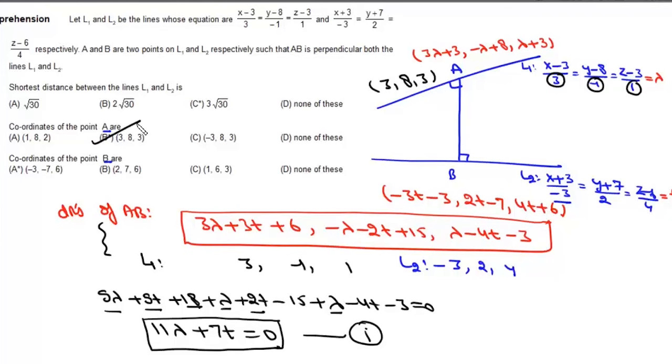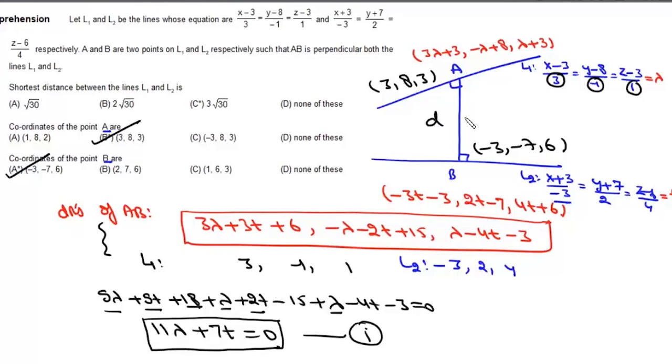That's your option B. And if we put t as 0, we'll get B as minus 3, minus 7 and 6. And that's your option A. Now we need to find this shortest distance, which is AB.